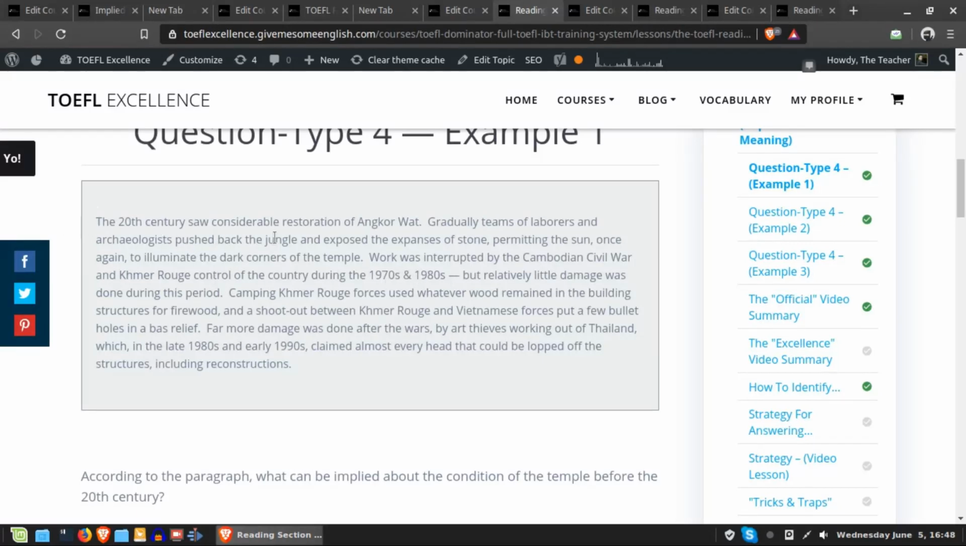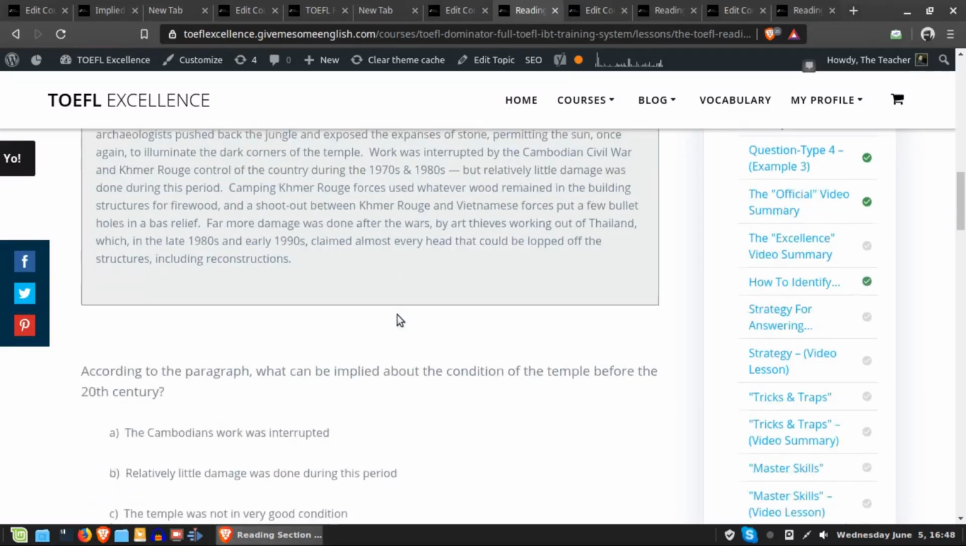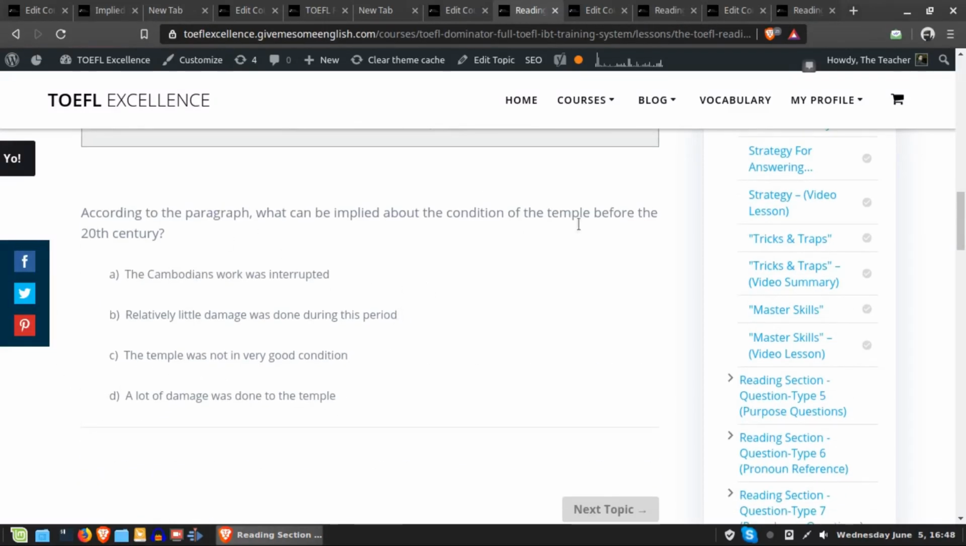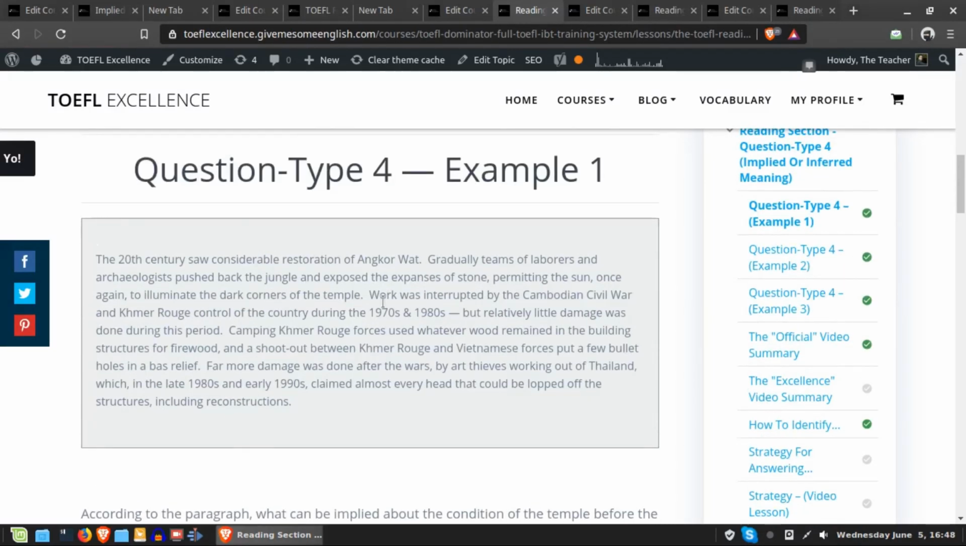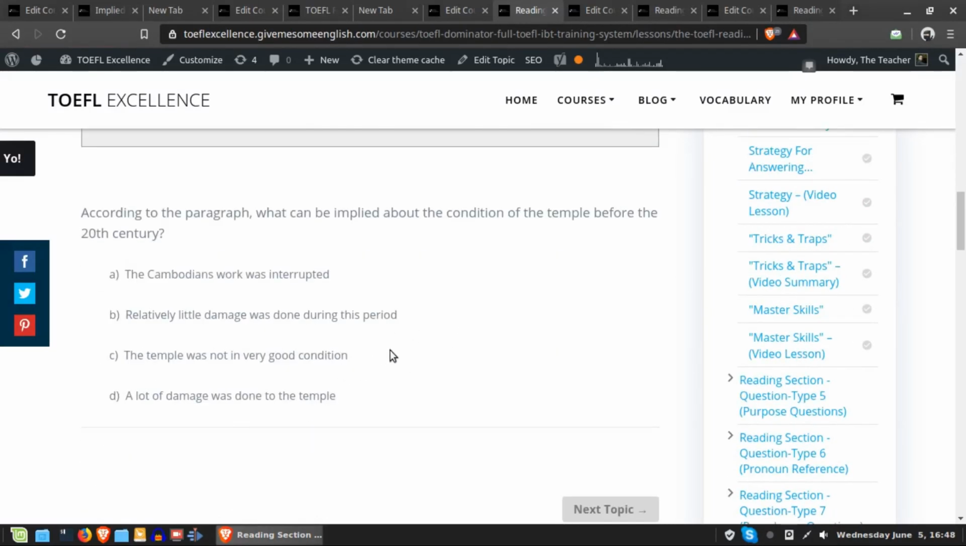So the 20th century saw considerable restoration. Okay, restoration in the 20th century. What we have here is the condition before the 20th century. Okay, well, if they're doing the restoration in the 20th century, then that implies that the temple was not in very good condition before they decided to do the restoration. So that actually fits here, but for the sake of the video, let's look at the last one.